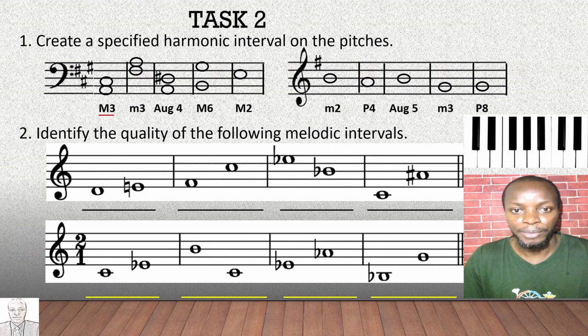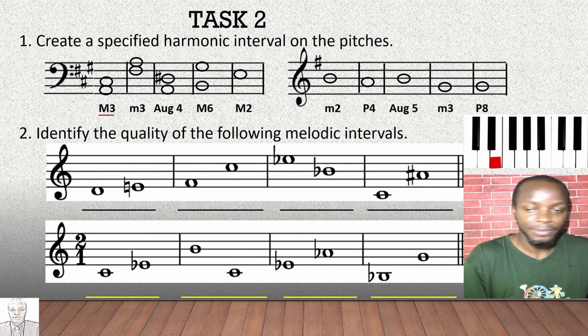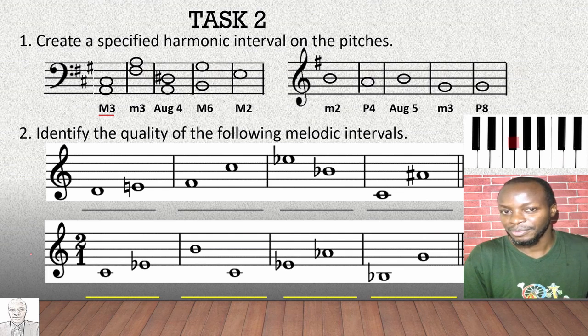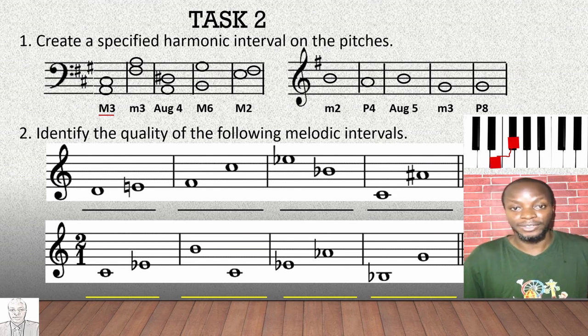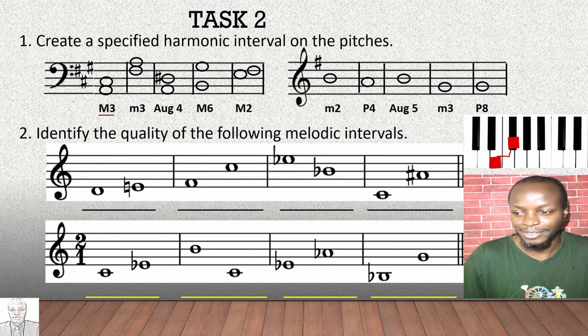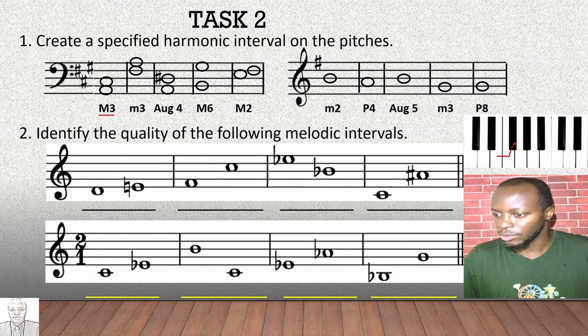So building a major second from E will be F sharp, right? Because from E, 1 and 2, so E to F sharp is a major second. So that's a major second. That's correct. Now let's go to the next one.